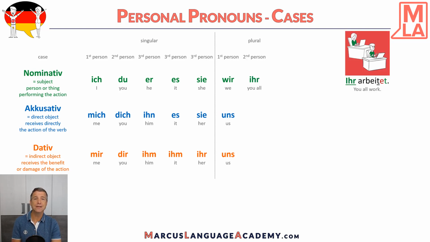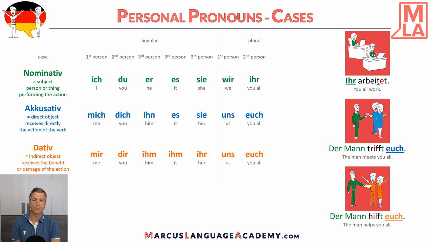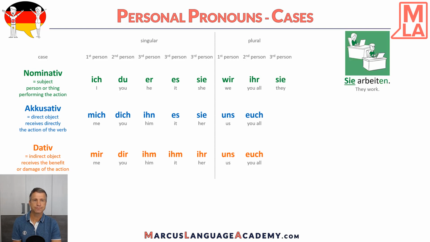In second person, we have ihr. You all, guys, ihr. Ihr arbeitet. And in accusative, der Mann trifft euch. The man meets you all. Trifft euch. In dative case, the same. Der Mann hilft euch. So a little bit easier in the plural, but here euch.